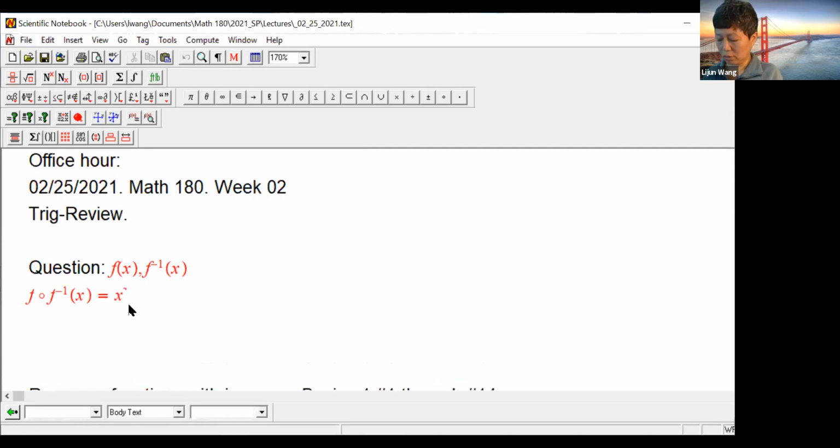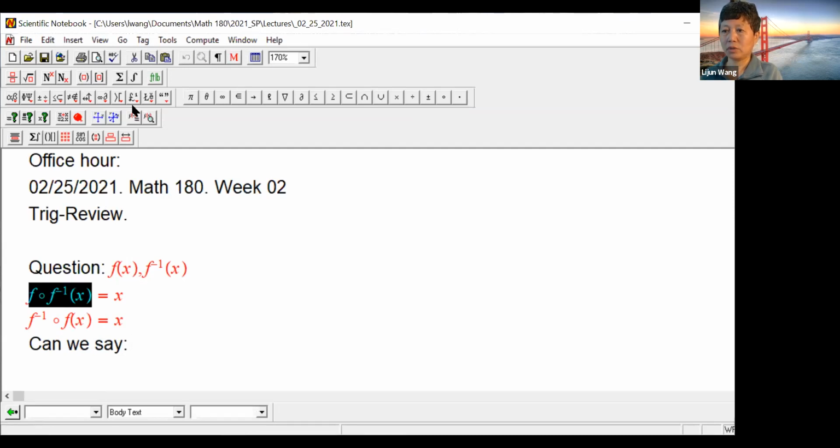Since this is equal to x, right? And f inverse composite f equals x. Can we say that these two are equal? Can we say that?